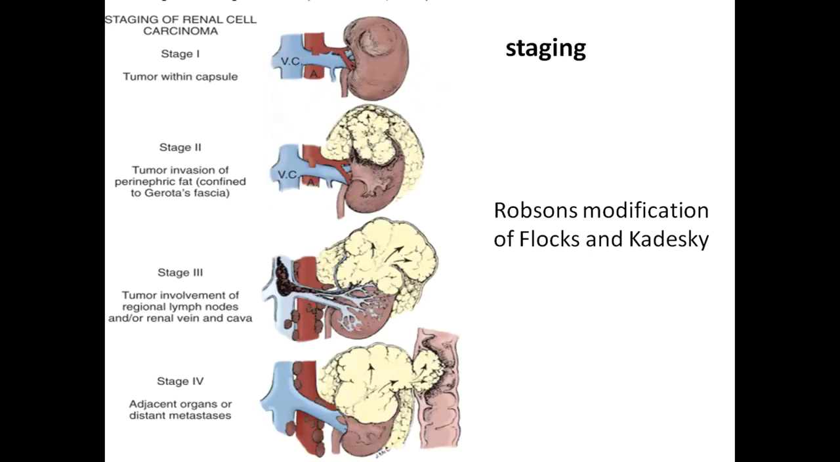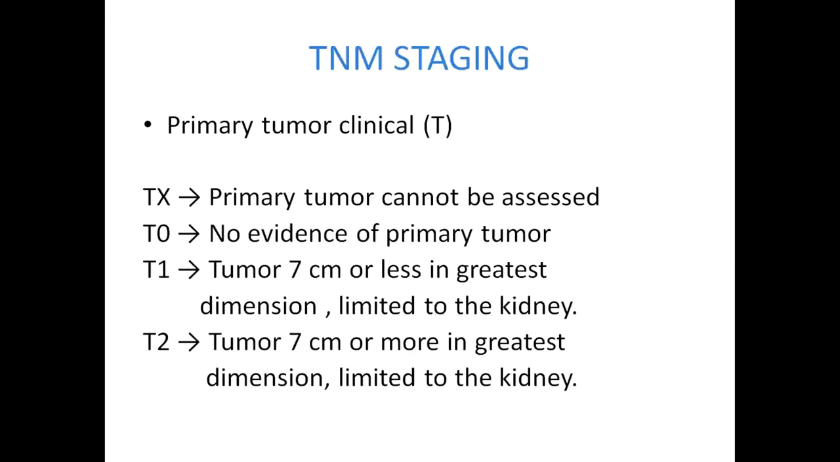Regarding the staging, this is the old Robson's staging, where stage 1 is tumor within the capsule, and stage 2 is tumor invasion into the perinephric fat but within Gerota's fascia. Stage 3 is outside Gerota's fascia, involving the regional lymph nodes, the renal vein, or the vena cava. And stage 4 is adjacent organs and distant metastasis.